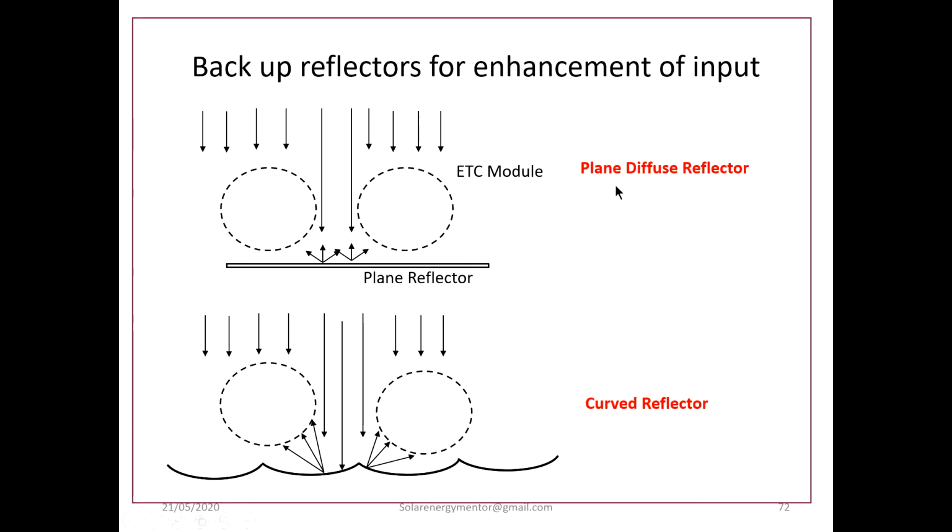So it is re-reflected on the tube and the efficiency of the ETC module increases. So sometimes plain diffuse reflectors are used, sometimes curved reflectors are used. If you provide this type of curve of anodized aluminum sheet, then the reflection is directed on the tube instead of going in a diffuse direction. So these two practices will definitely increase the effectiveness of evacuated tube collector.